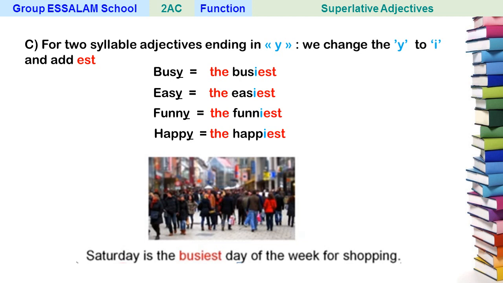So here we are comparing Saturday to the whole days of the week, which means we are comparing Saturday to Monday, Tuesday, Wednesday, Thursday, Friday, and so on and so forth. Is it okay? That's the superlative. It's not like comparative. Comparative, you compare only between two things or two people or two animals and so on and so forth. But the superlative, we compare between one thing to the whole things of the same group. Is it okay?